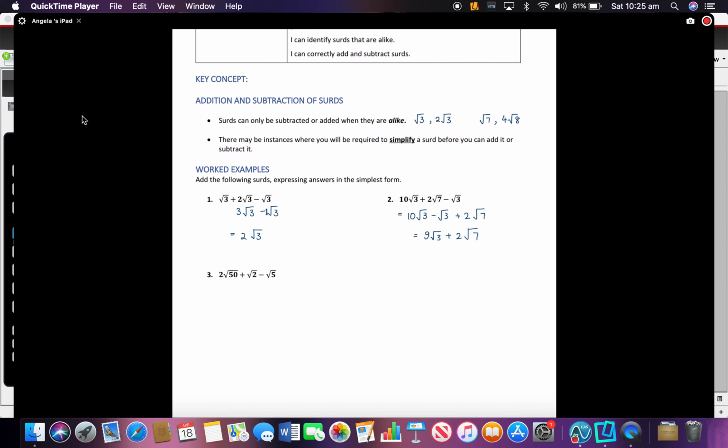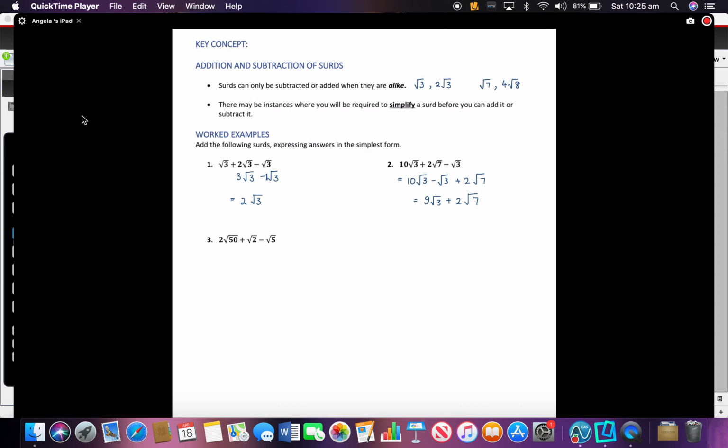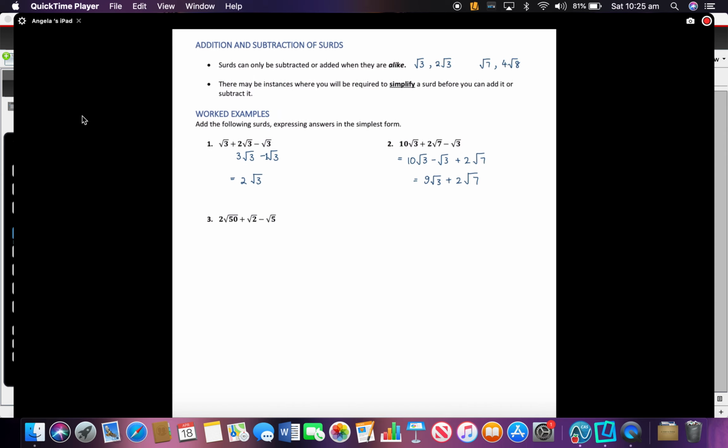Now let's take a look at the third example. This one has 2 root 50 plus the square root of 2 minus root 5. Here the problem is that we don't actually have any terms that are alike. But if we take a look at this 50, we know that we can simplify that a little bit further. And that's what I suggested earlier, to simplify a surd before we can add or subtract it. So let's simplify it.